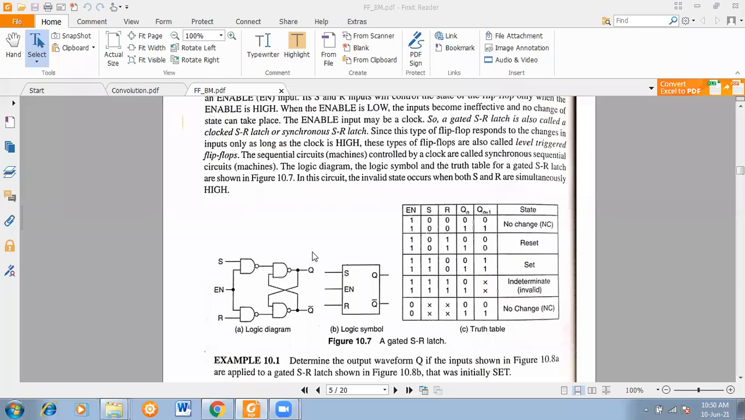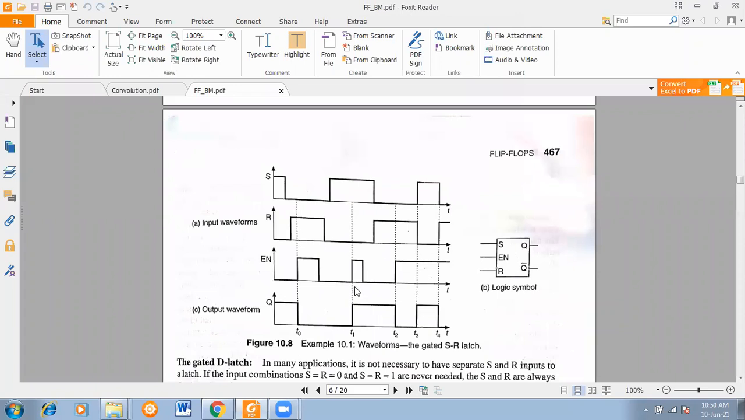So I am giving one example, that waveform explanation.